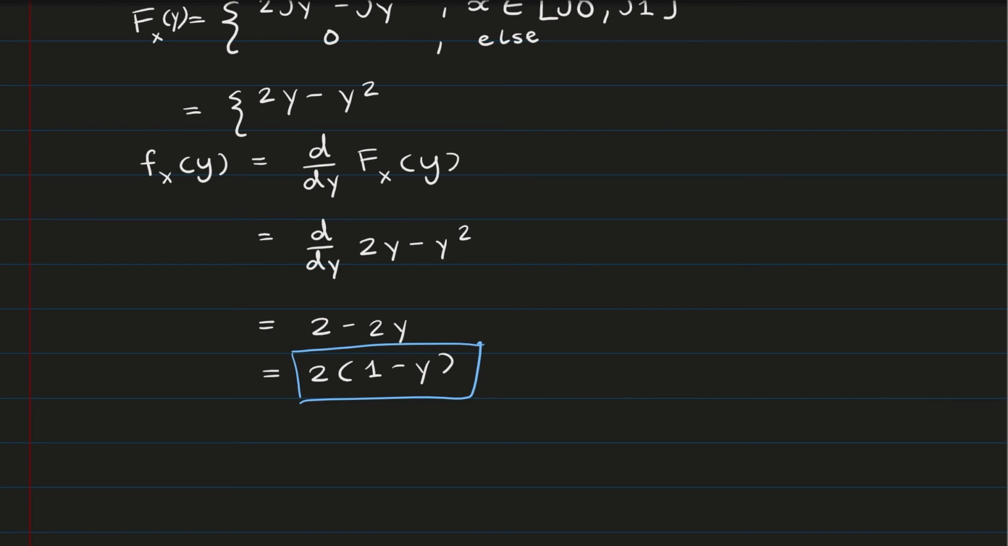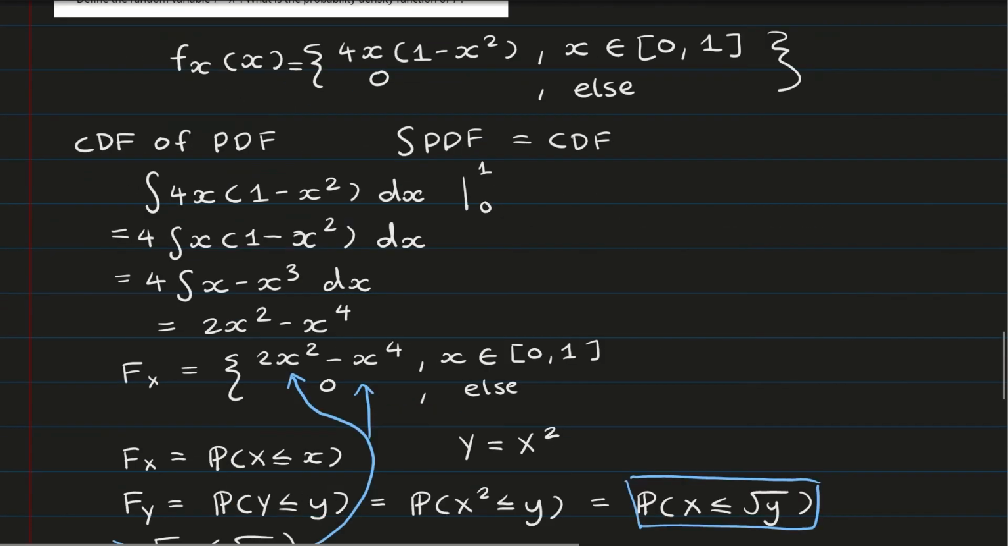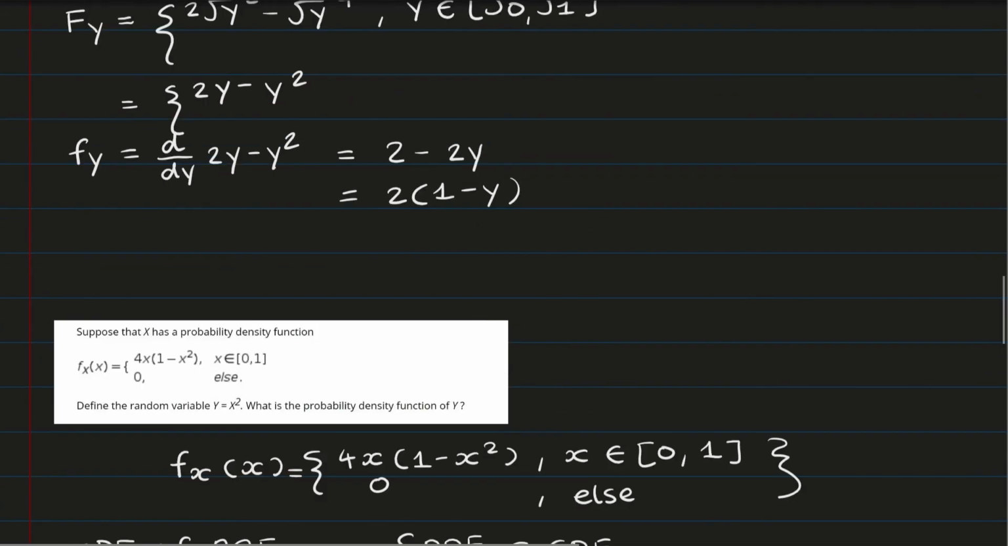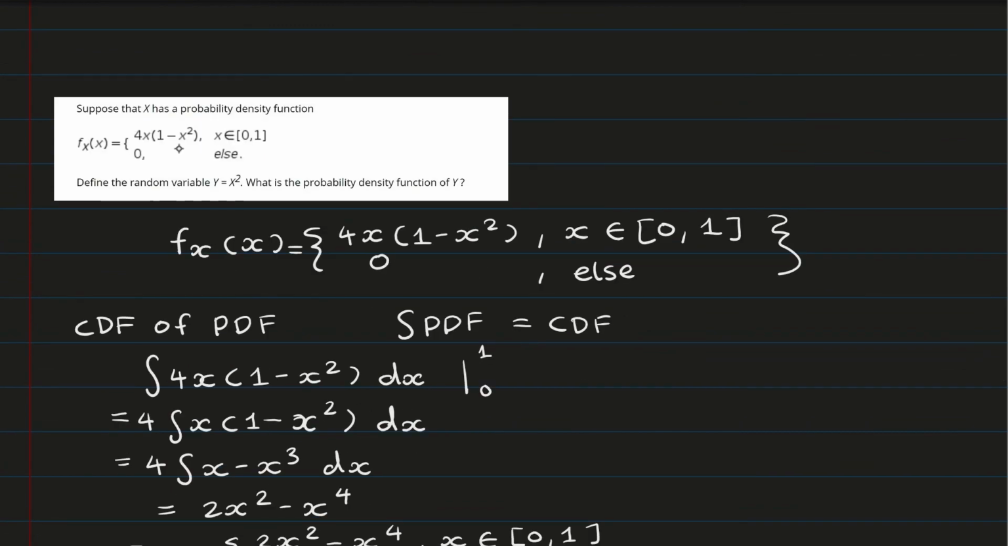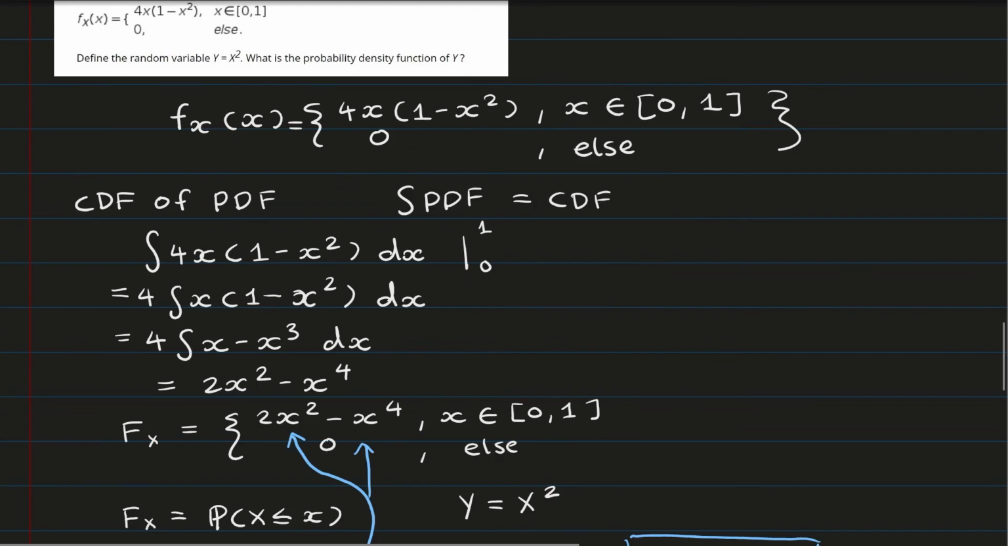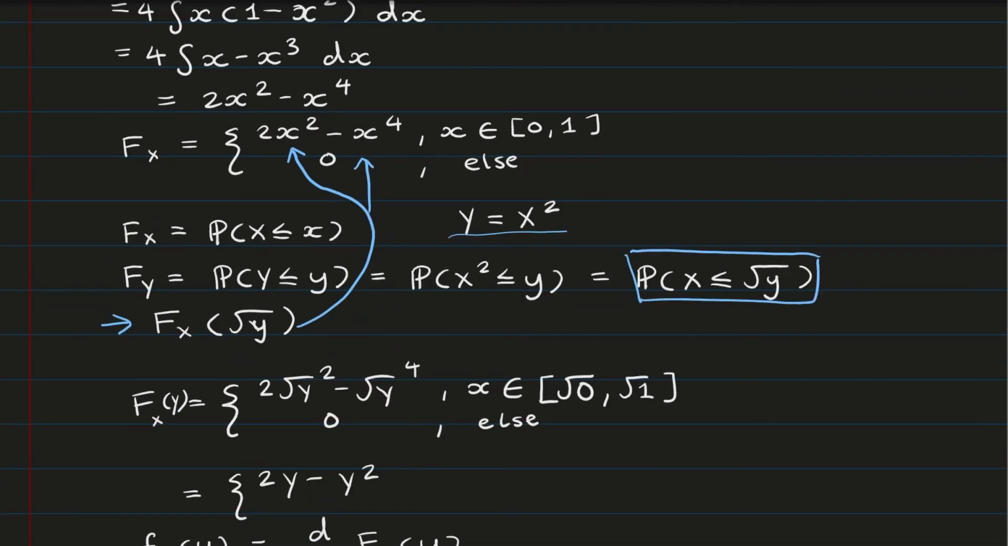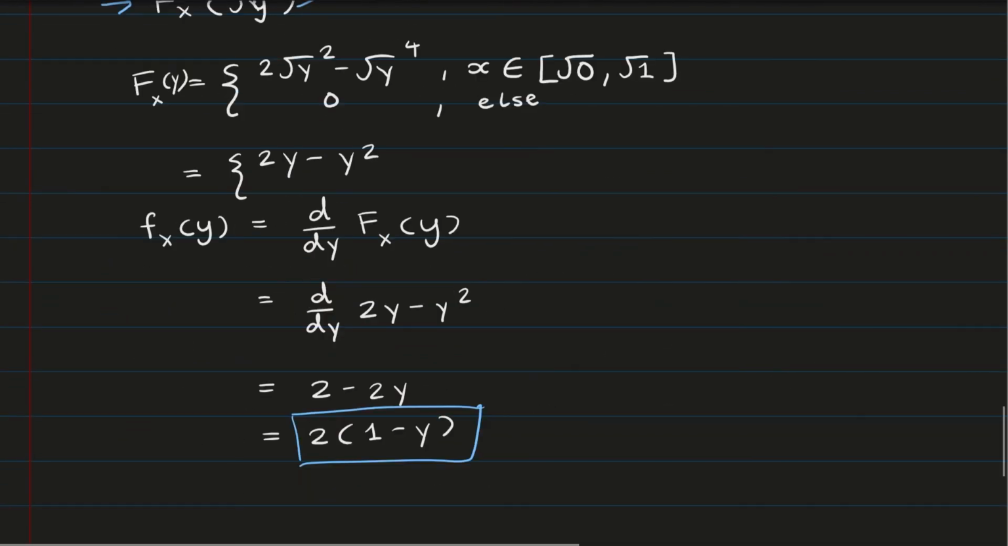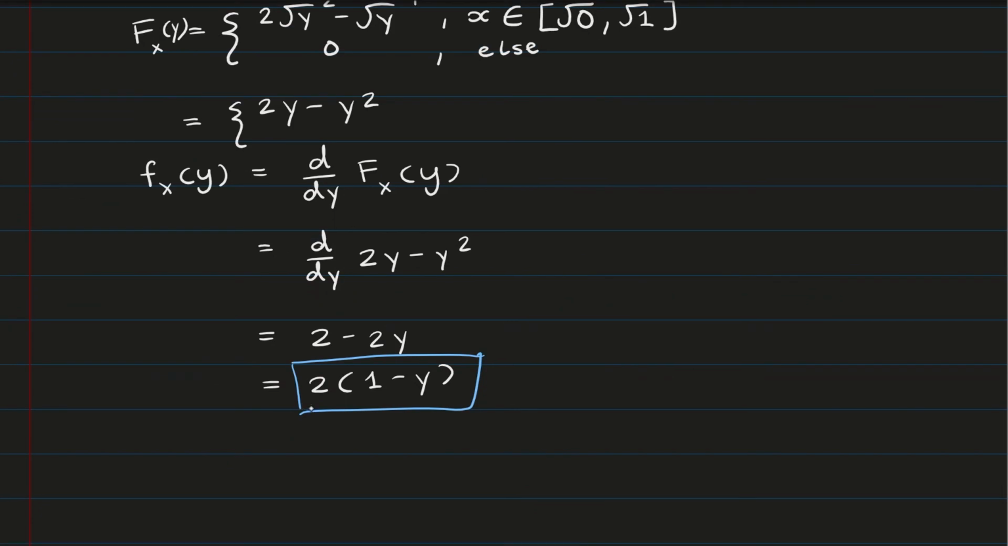Okay. So that is how we transform a probability density function, 4x(1 minus x squared), using the variable Y equal to X squared, to get the answer 2 times (1 minus y).